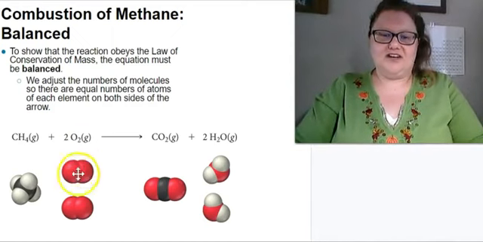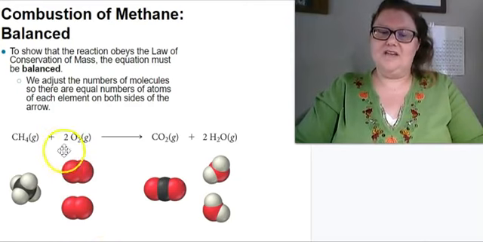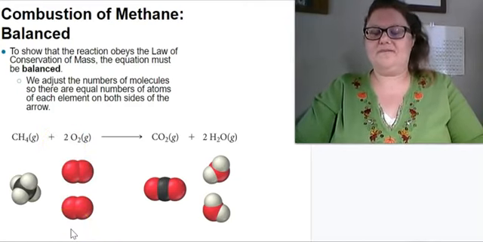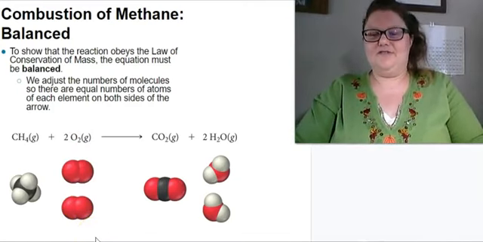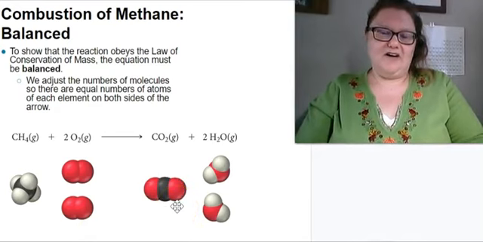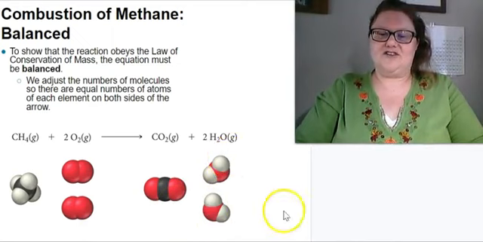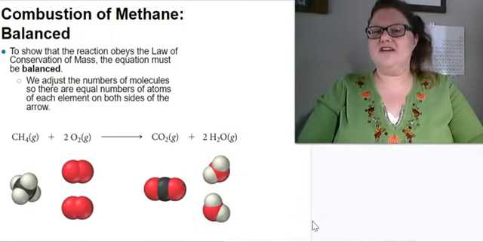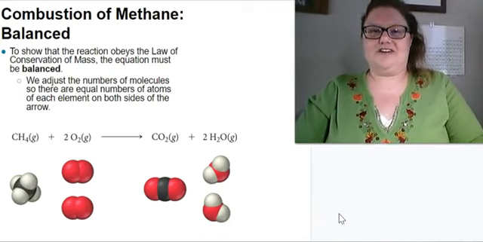When I look at the oxygen, it's diatomic, so we see 2 pairs because of that 2 that's now placed in front of the formula. So there's 4 total oxygen atoms here. If we go to the right, I have 2 oxygen atoms in my carbon dioxide molecule, and then I have 1 oxygen in each of my 2 water molecules. So now this equation is balanced. It abides by the law of conservation of mass.